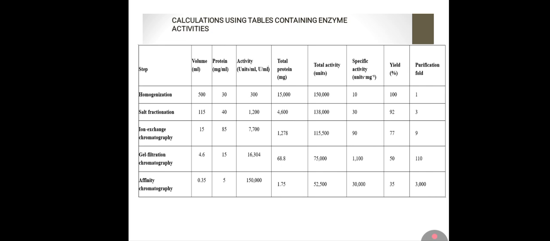content. For example, the purification fold for the crude, the homogenization stage, is 10 over 10, which will give you 1. Now, when you want to calculate the purification fold for the affinity chromatography, it will be 30,000, that is the specific activity for that particular stage, divided by the specific activity for the first stage, which is the crude. That is 30,000 divided by 10, and you see that the purification fold is 3,000.